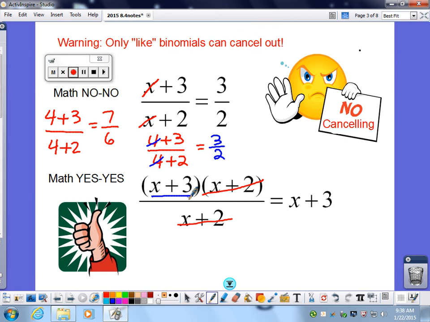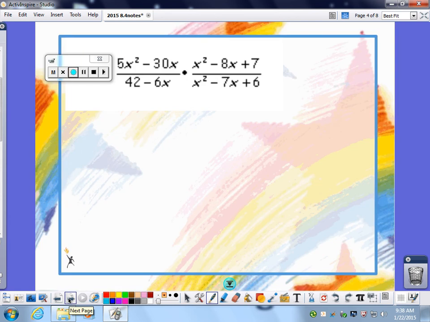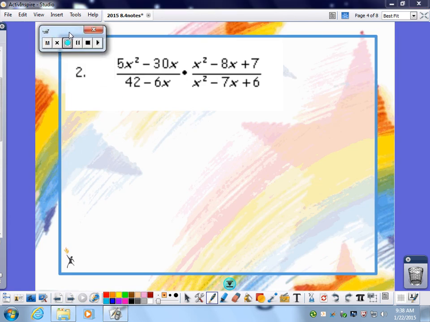Okay, so let's look at another problem. Take a moment, write this down. Those are 2's. It's 5x squared.